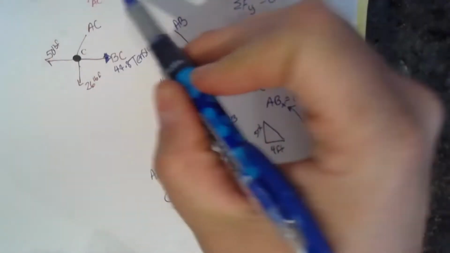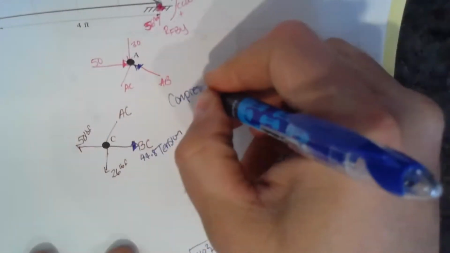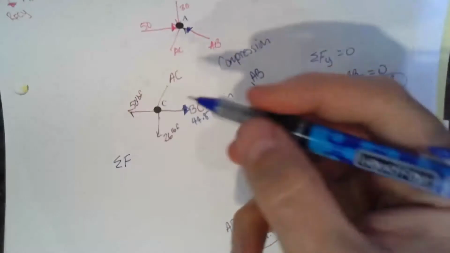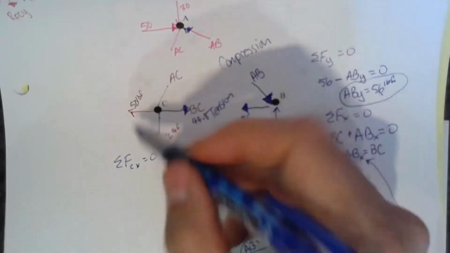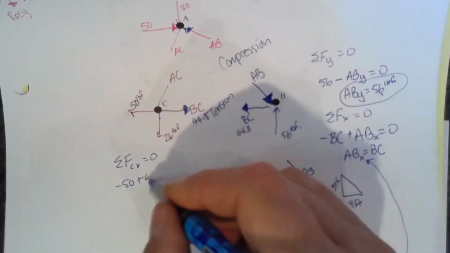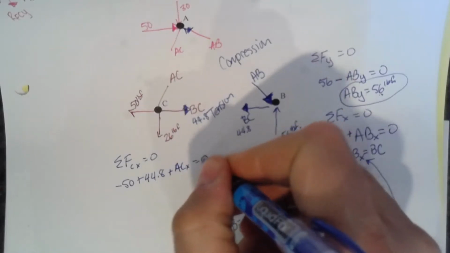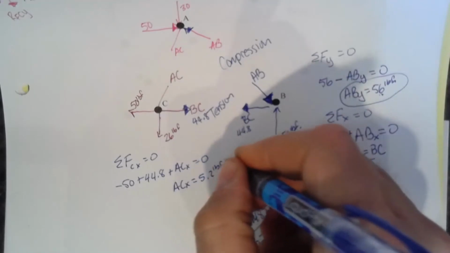And again, AB is actually going to be in compression because those arrows are drawn touching the arrowheads at A and at B. When they're drawn away, it's in tension. When they're drawn touching, it's in compression. And so the sum of the forces at C in the x direction has to be 0. And we've got minus 50, we've got plus 44.8, and so we have plus AC in the x equals 0. So AC in the x has to be 5.2 pounds of force.